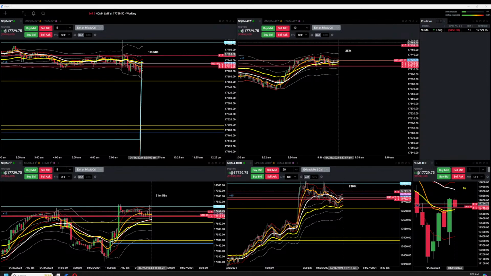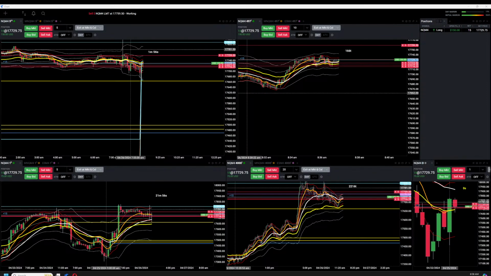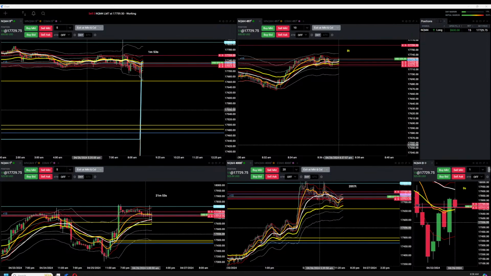Momentum shifted, bias shifted. It's long. Don't fight the chart. Don't fight the power.